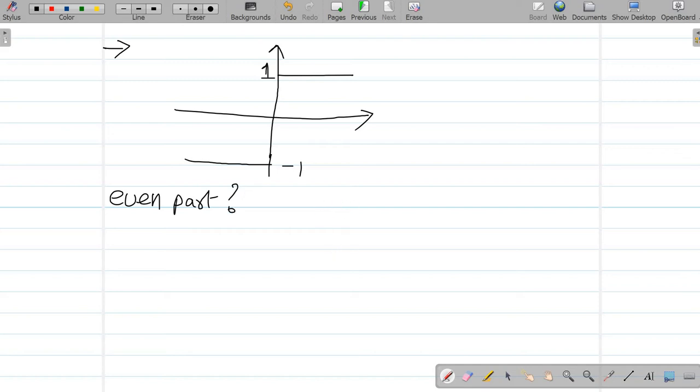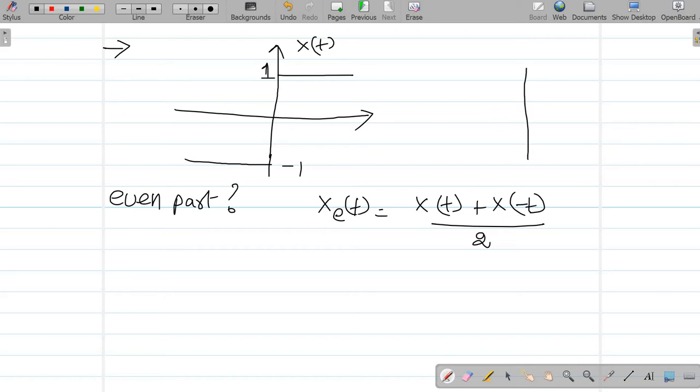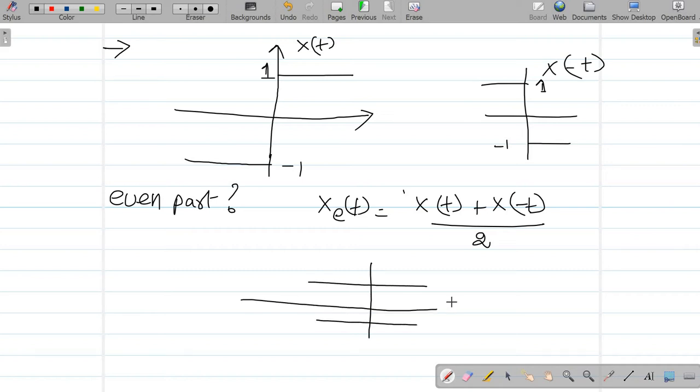To find the even part of any signal, it is nothing but x of t plus x of negative t, the time reversal of x, then divided by 2. So I know what is x of t here, and what is x of negative t is going to be like this. When you add up these two and then divide by 2, this is going to be half and this is going to be negative. So this is your even function.